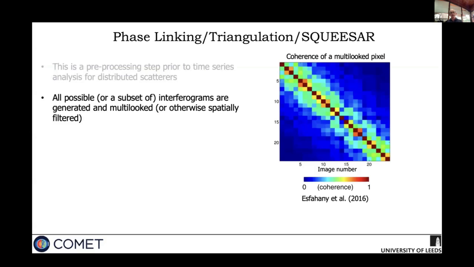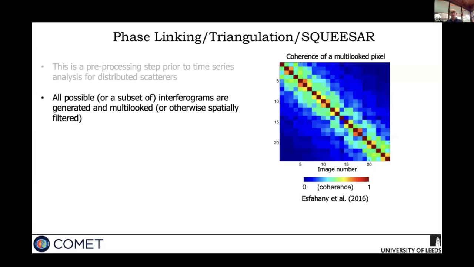In the ideal case, you make all possible interferograms. In general, you don't actually have to make them all, you just have to make a lot. What's shown here is the so-called coherence matrix. The image number represents 25 images, shown on both axes, and the color shows the coherence. This could be the average coherence of the whole interferogram, but you actually do this for every single pixel. So you calculate the coherence for multiple pixels individually.